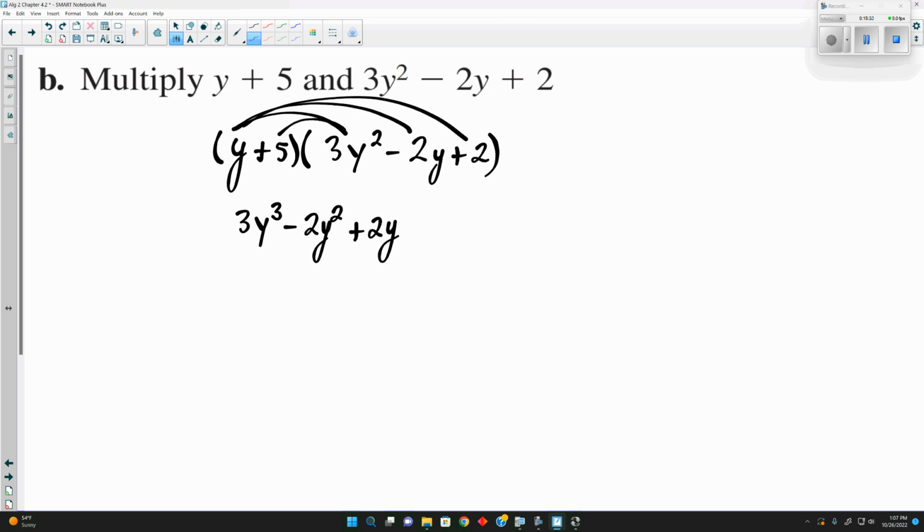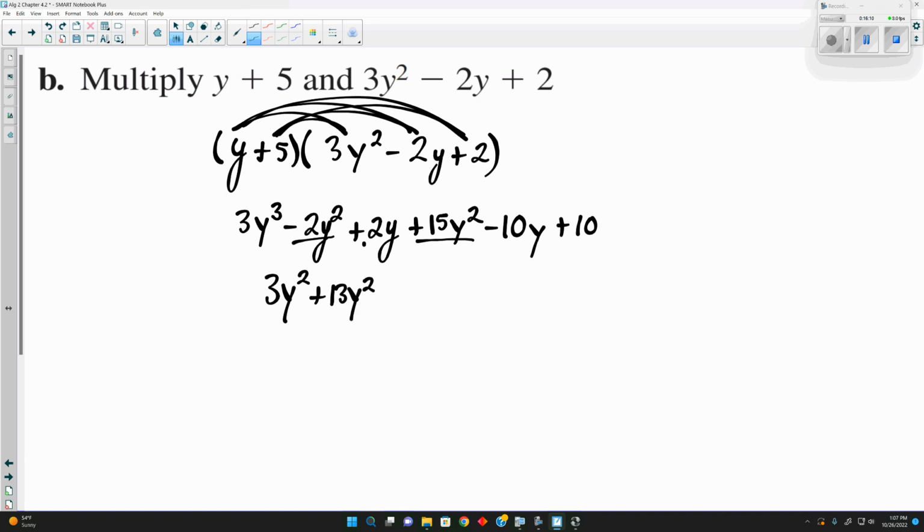Now we're going to multiply everything by 5. 5 times 3y squared is going to be plus 15y squared. 5 times negative 2y is going to be negative 10y. And 5 times 2 is going to be plus 10. Now when we combine like terms, we'll have 3y squared. Well, negative 2y plus 15y squared is plus 13y squared.